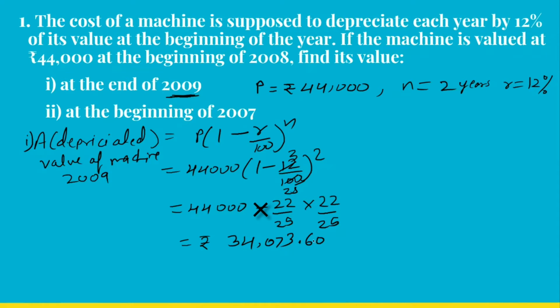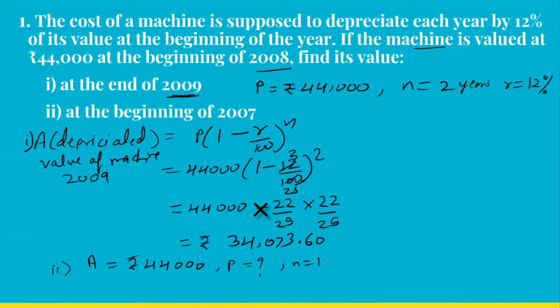Clear? The next part is to find the value at the beginning of 2007. Here, when it is said the beginning of the year, the machine is valued at 2008. So for the second part, the value is now given as 44,000. So this is going to be an amount A. Now at the beginning, what was there? It is the initial value, which is going to be P. So here we are going to find P, the initial value at the beginning of 2007.